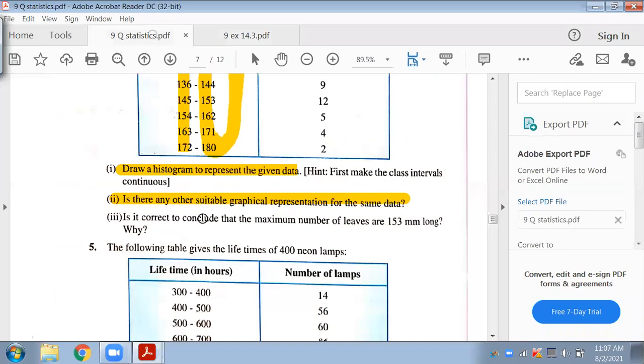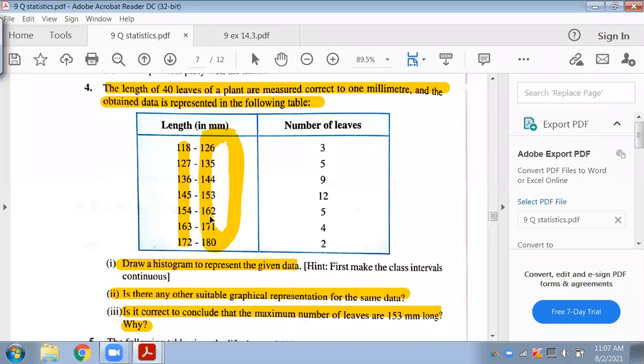And there is one more question, number 3. Is it correct to conclude that the maximum number of leaves are 153 millimeter long, and why? You are asked to tell whether the maximum number of leaves are 153 millimeter long or not. So look, in this class we have 153. This is a class that is ranging between 145 to 153, and for this the frequency is highest.